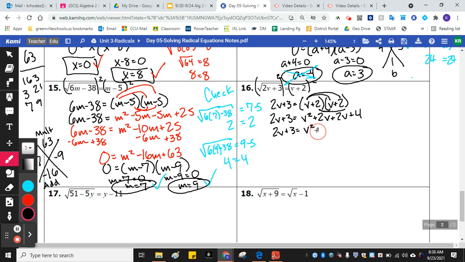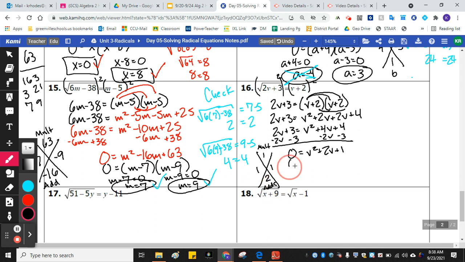Combine like terms, I get 4v plus 4. Move everything to the side of the v squared. I'm going to subtract 2v, subtract 3. So 0 equals v squared plus 2v plus 1. When you go to do your x, what multiplies to 1 and adds to 2? Only 1 and 1. So v plus 1, v plus 1. So v equals negative 1, and v equals negative 1 again. That's just one answer I have to check, not 2.